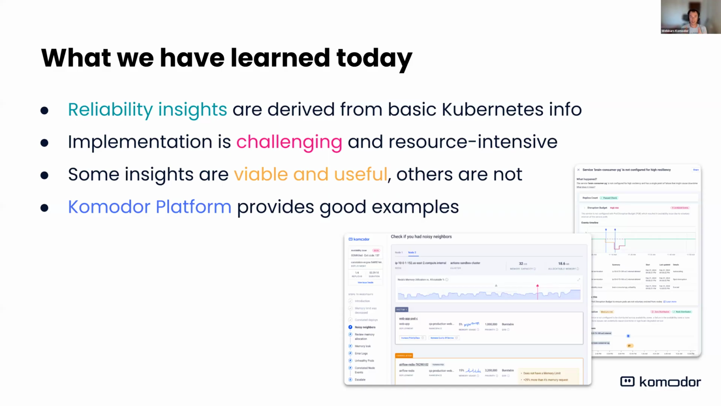What have we learned today? Let's summarize that part. The basic Kubernetes information, the stream of data that flows there, hides advanced analytics, and it is challenging. It's resource intensive. You need to store that data. You need to accumulate that. You need to develop this analysis. But the results are sometimes just cool, and a lot of times they are useful, and you can really improve your reliability.